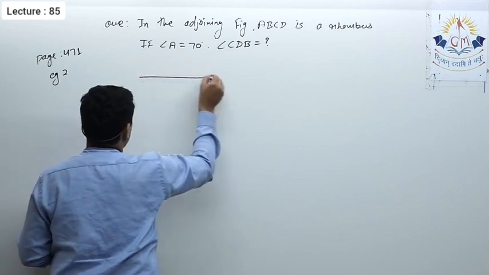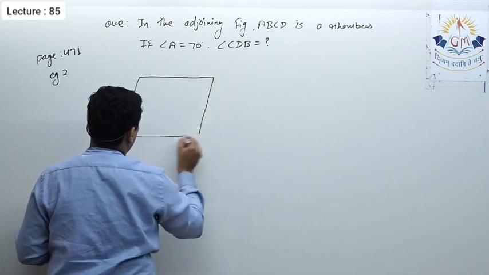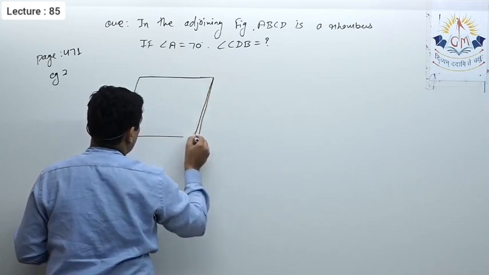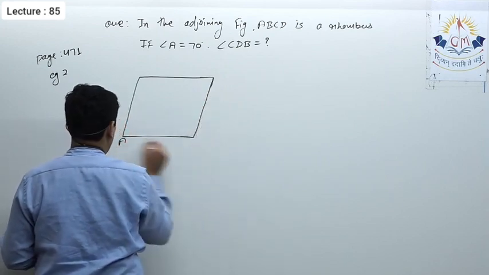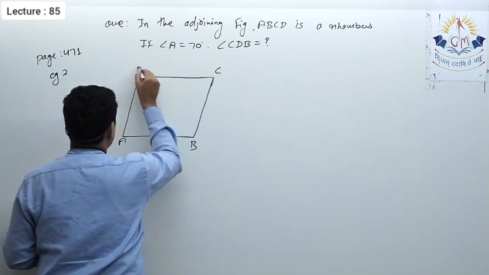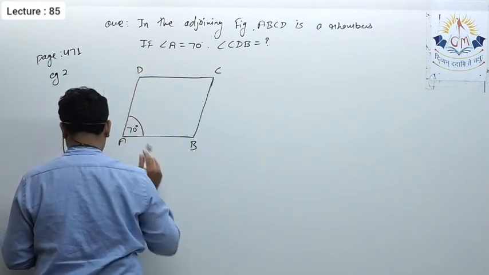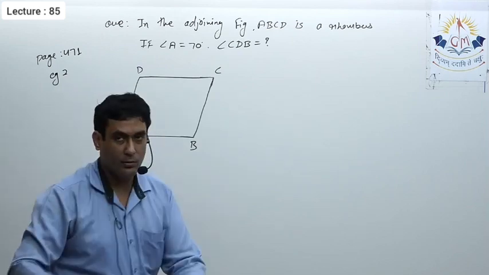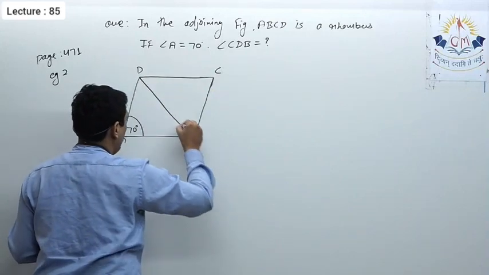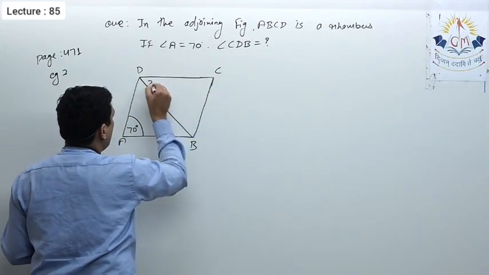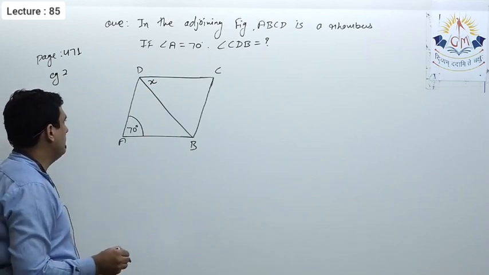Okay, it is given ABCD is a rhombus and one of its angles, that is angle A, is given. So A, B, C, D. This is angle A, 70 degree. We have to find the measure of angle CDB, that means this angle we have to find. I'm saying it X. So there are more than one ways to find this angle.